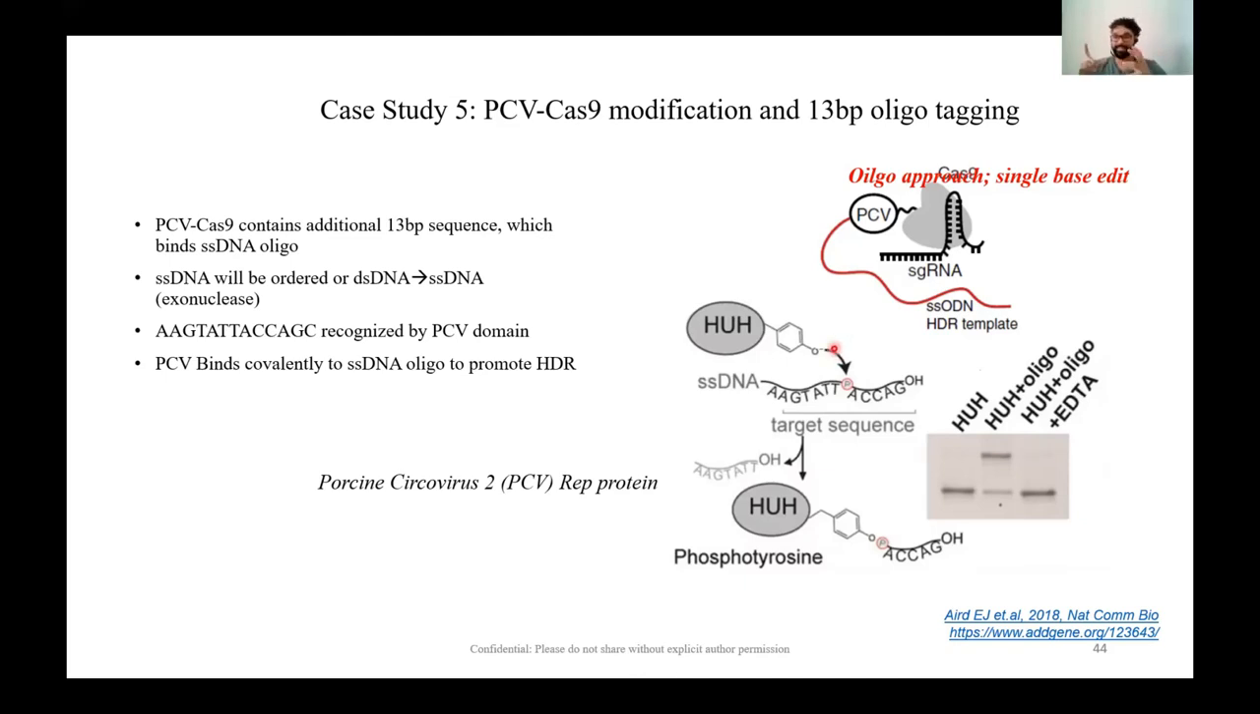Once the HDR takes place, only the oligo is inserted. So there are no extra nucleotides. If the homology is successful, that will be inserted. And the same is also true if you had any doubts regarding the previous strategy. So only the specific homology arm is inserted and nothing, no scar tissue. Sorry, no scar DNA. This PCV binds covalently to the single-stranded oligo, and this is basically what the authors showed.